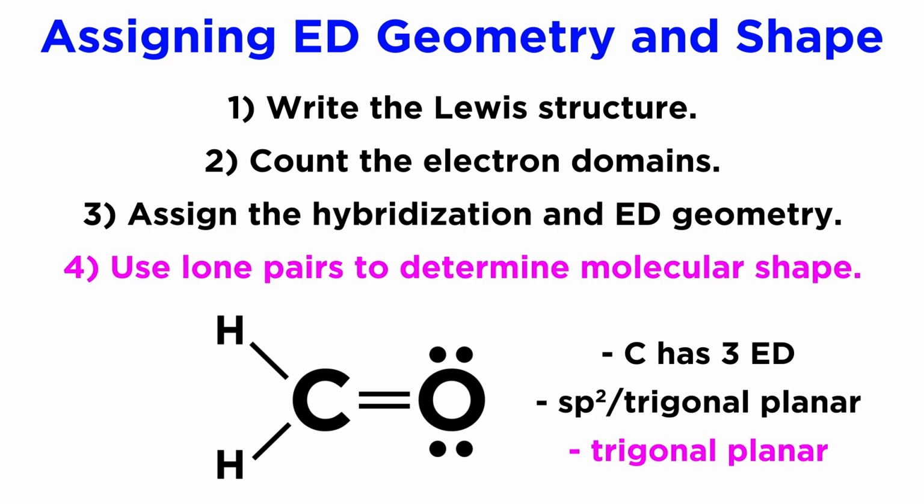Lastly, we use the number of lone pairs to determine the molecular shape, which will be a category within a particular electron pair geometry. If there are multiple options for how to distribute lone pairs, we must do so in the way that will place them as far away from each other as possible, such as placing them in equatorial positions for trigonal bipyramidal geometry, or opposite each other in octahedral geometry.